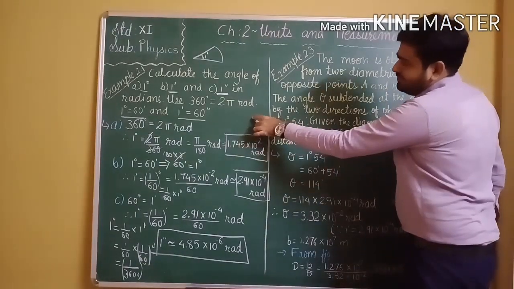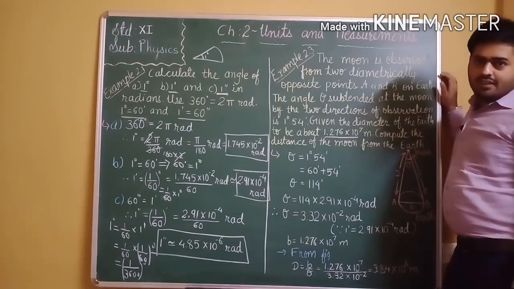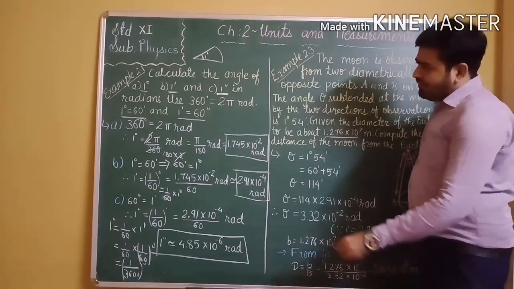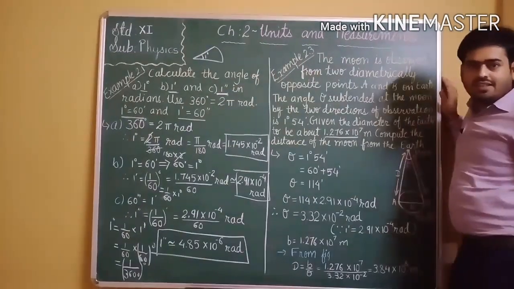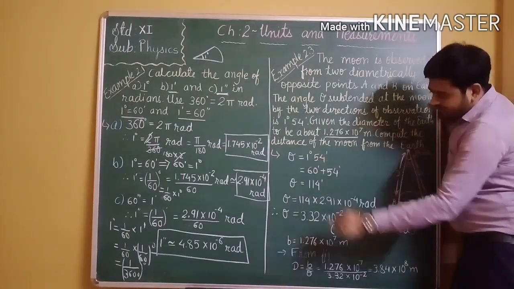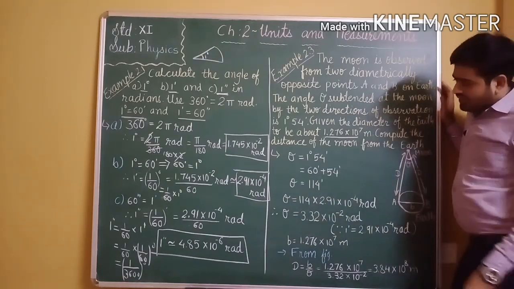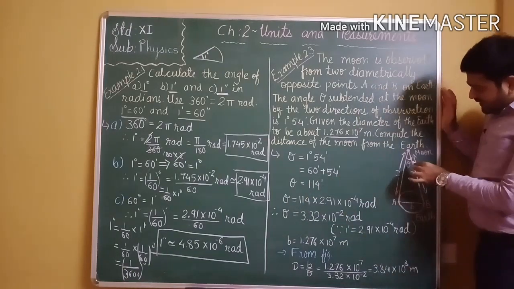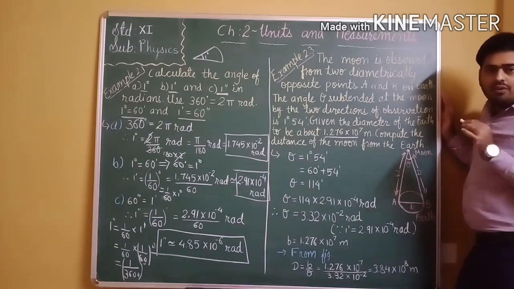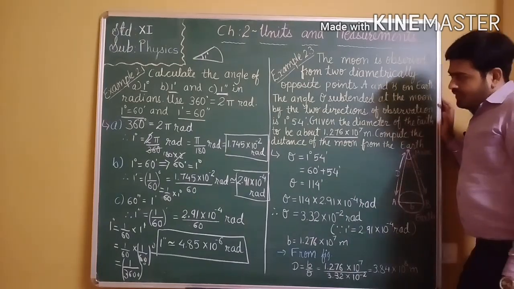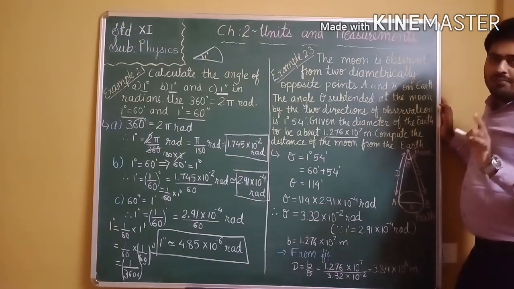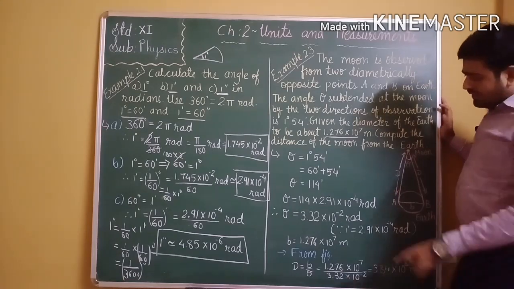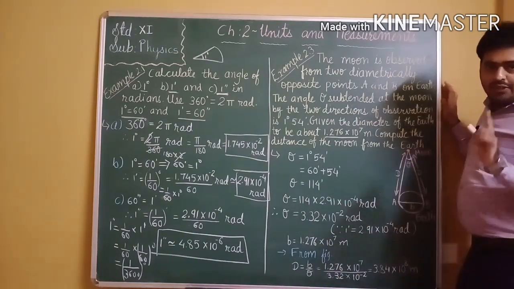In example 2.1 we have obtained the relation between degree and radian, minute and radian. In example 2.1 they have given 1 degree is equal to 60 minutes. So instead of this 1 degree we can write 60 minutes. 60 minutes plus 54 minutes is nothing but 114 minutes. It means this angle theta in minutes is 114 minutes. But this can be written as 114 into 1 minute.